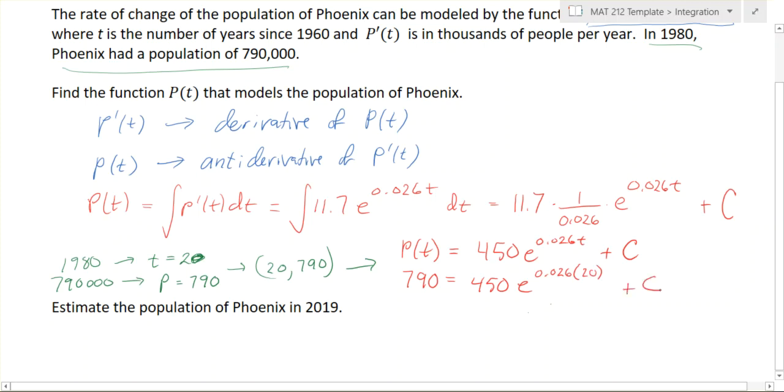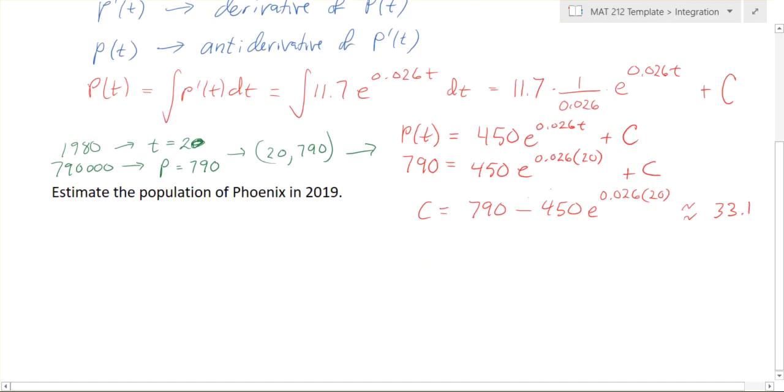If I replace my population with 790 and I replace time with 20, I can solve for C. In fact, C is going to be 790 minus 450 e to the 0.026 times 20. You can do that on your calculator. You should get approximately 33.1. So with that C value, we have an even better function for population.